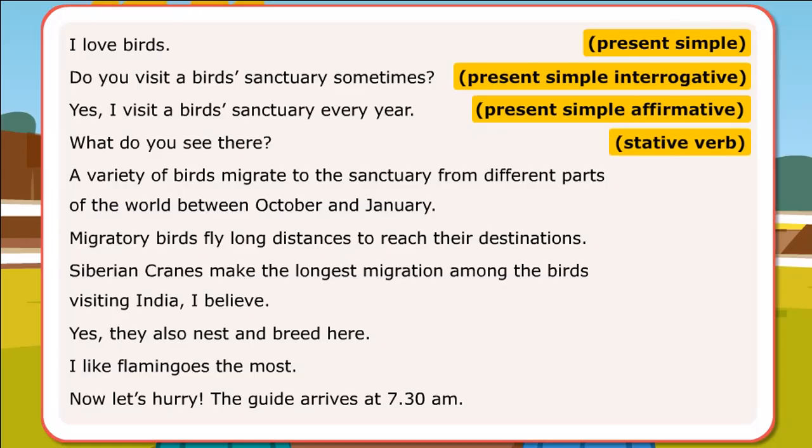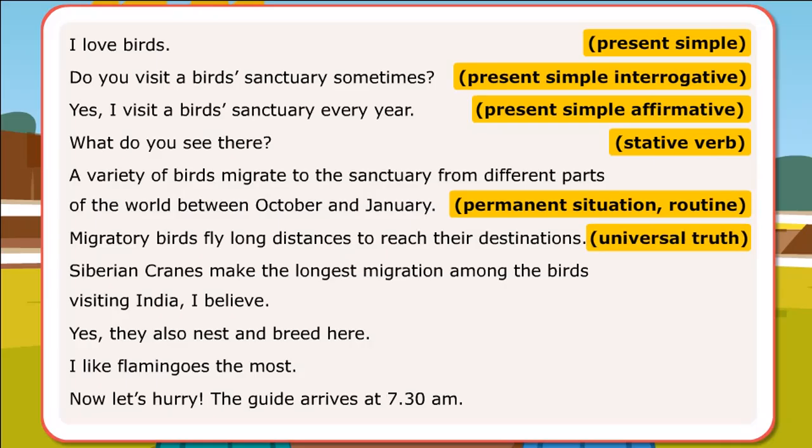What do you see there? Starter verb. A variety of birds migrate to the sanctuary from different parts of the world between October and January. Permanent situation, routine. Migratory birds fly long distances to reach their destinations. Universal truth. Siberian cranes make the longest migration among the birds visiting India, I believe. Universal truth, starter verb.